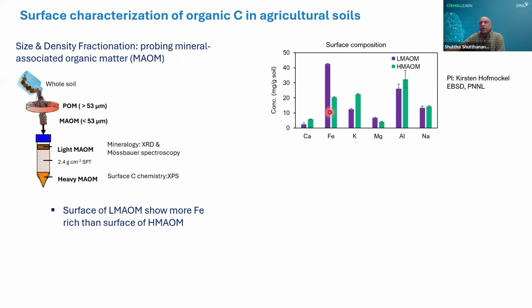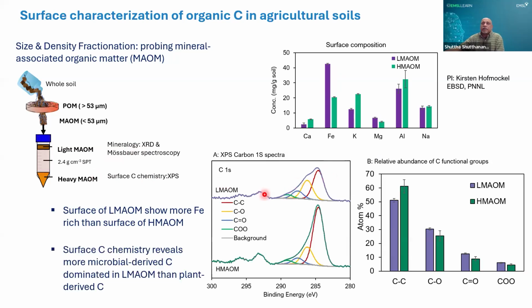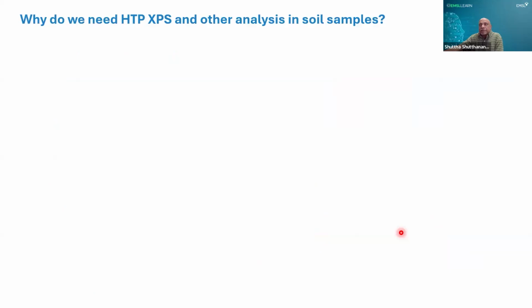As I mentioned, you can use XPS to calculate the surface composition. You can clearly see from this figure that iron and magnesium are enriched at the surface of the light mineral associated organic matter compared to the heavy one. We can also get some carbon speciation. You can again see the carbon species is completely different between the light and the heavy. And from this, we believe that the carbon chemistry is more microbial derived carbon than plant derived carbon. So these are just 2 examples.